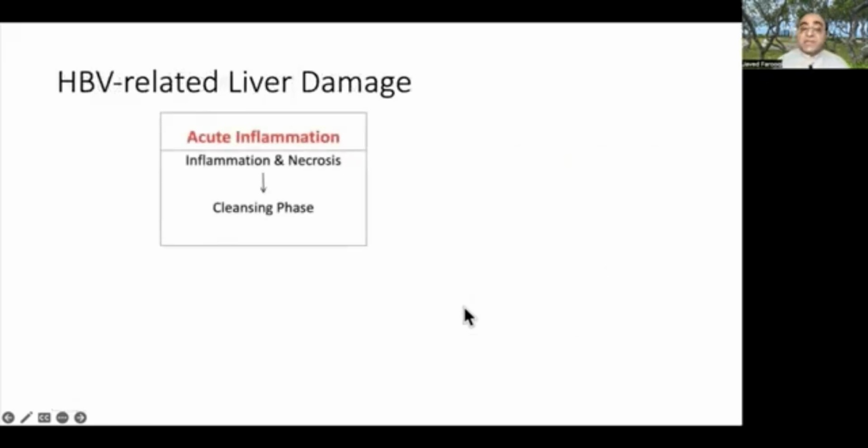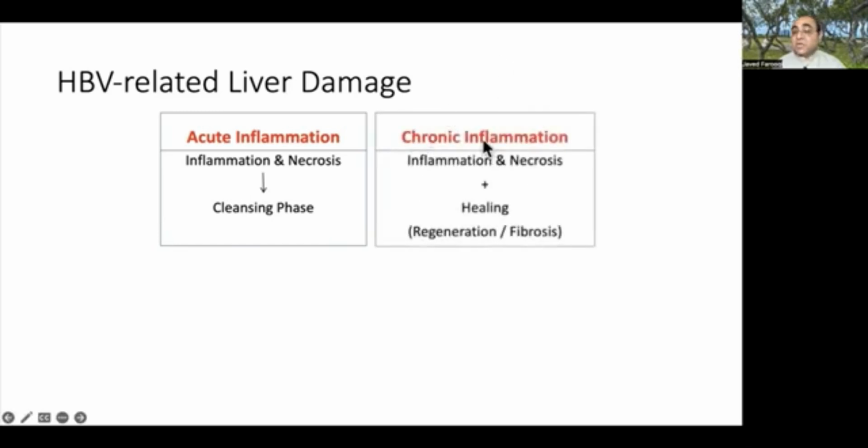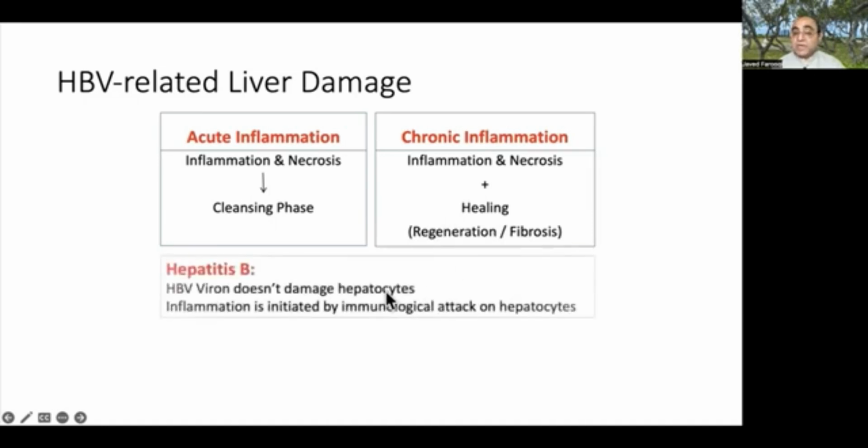The HBV related damage, a few words about this. We all know from pathology, acute inflammation means inflammation and necrosis, and it is characterized by a cleansing phase, in which all those inflammatory exudates are cleared. In chronic inflammation, there is inflammation and necrosis plus healing, and it goes a long way, more than 6 months. And this healing is either in the form of regeneration of the tissue or fibrosis of the tissue. In hepatitis B, this is the fibrosis of the tissue.